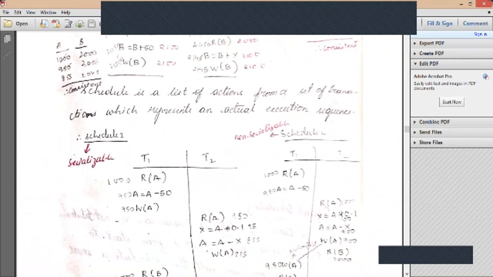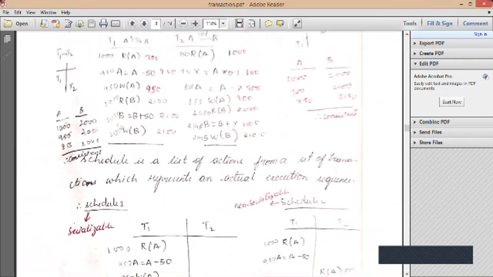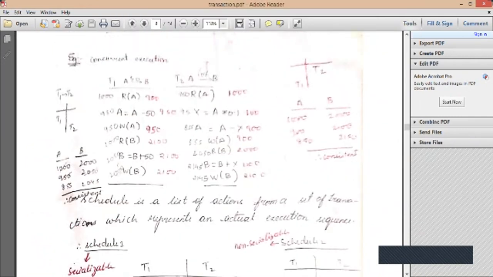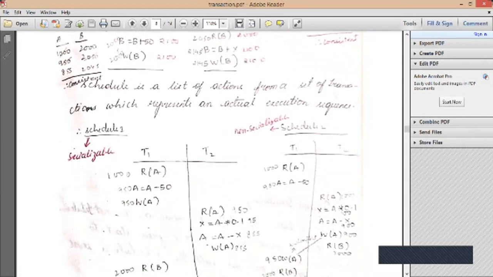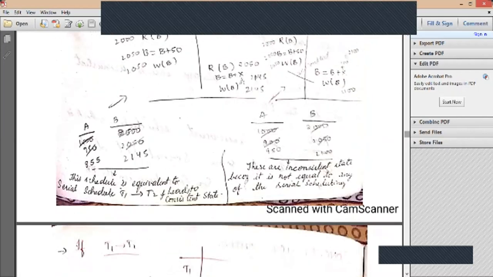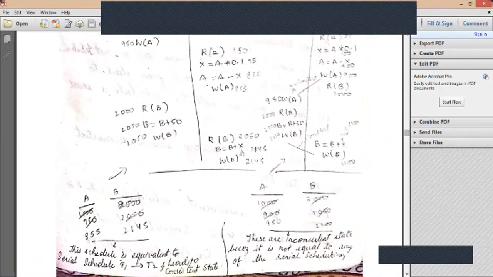Now, what is serializable and what is not serializable? Basically, serializable means whatever transactions you perform, suppose you have transaction T1 and transaction T2, whatever output you get should be the same as the output when you execute them in serial order.